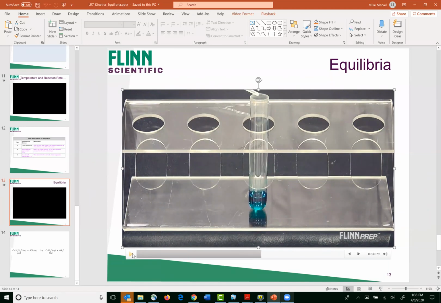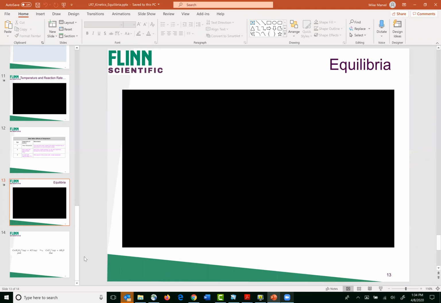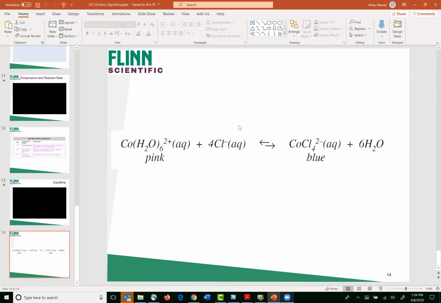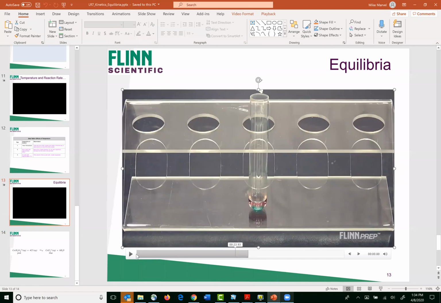So Ashley there is calling that purple. I would call that blue. We have a little difference of opinion there, but she is adding, instead of NaCl, HCl. So you see how if we go back to our reaction and we add HCl, this reaction is going to shift to the right to use up that chloride, and it turns blue. Okay, so let's continue with this.